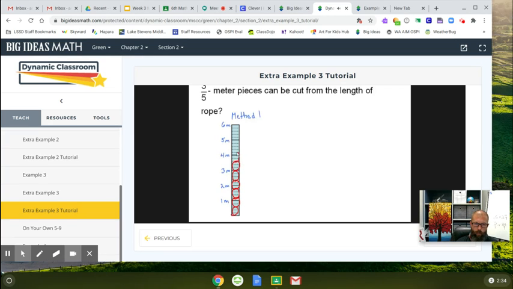6, 7, 8, 9, 10. So, there are 10 3/5 meter pieces that can be cut from the length of rope. Now let's try a second method.